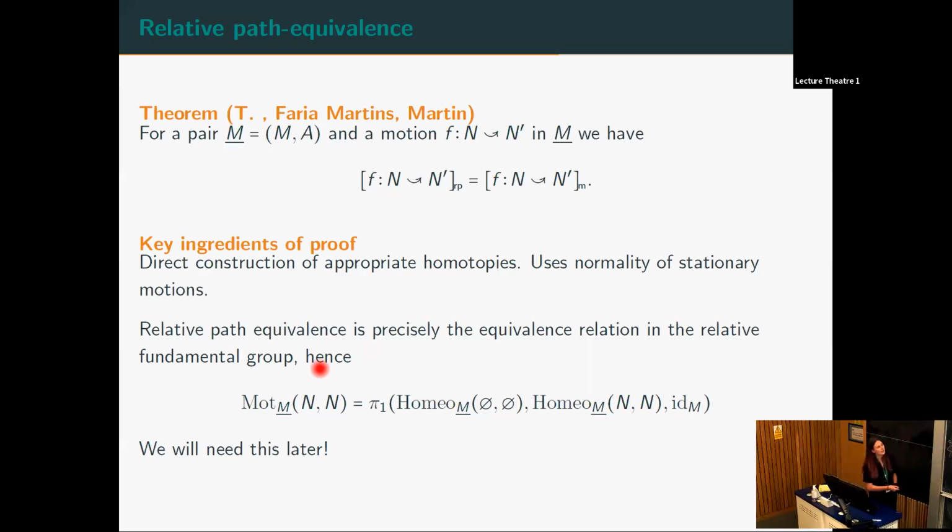So we can now say that if we fix some subset N and we look at the group of morphisms in the motion groupoid from N to N, this is precisely the relative fundamental group of Homeo(M; ∅, ∅), which again, remember, is the same as Top(M), and Homeo(M; N, N), based at the identity. This result is what we're going to use later to construct the functor between the motion groupoid and the mapping class groupoid.